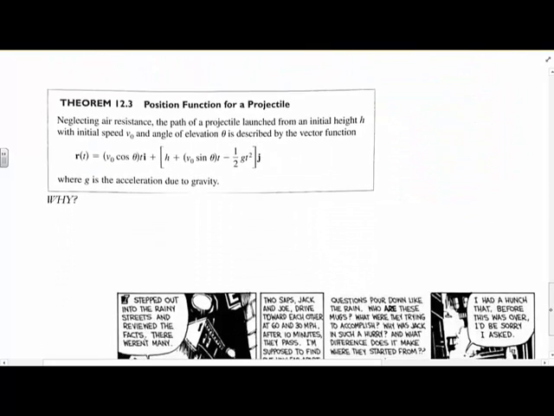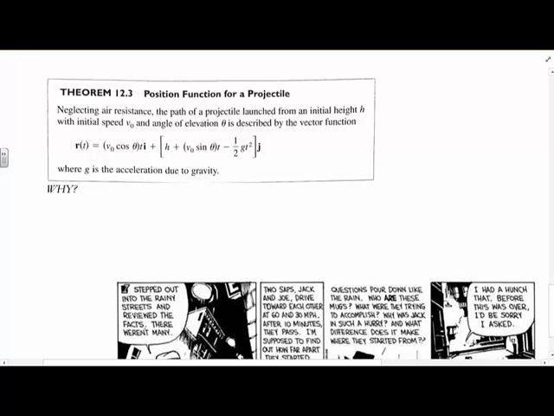Now, we are going to start talking about projectile motion here, and just to give us a big heads up with it, there's a formula. If you want the position function for a projectile, something you launch, if you neglect air resistance, you have this formula right here, where r of t equals v sub 0 cos theta t i, plus h plus v sub 0 sine theta t minus 1/2 g t squared j.